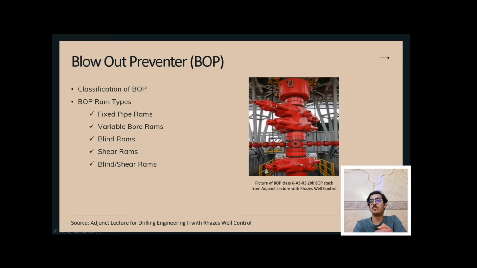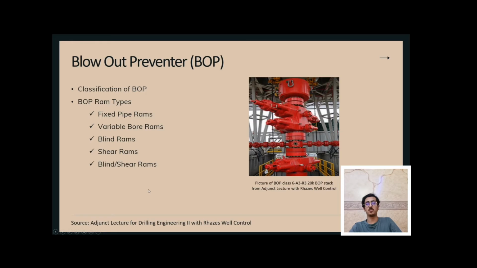Now let's talk about BOP ram types. It starts with the fixed pipe ram, which seals around pipe of a fixed size, and then we have variable bore rams, which seal around pipe of more than one size, only within the range of its specification. Then we have blind rams, which seal around an open hole, and then we have shear rams, which cut the string without making the seal, sorry. And then we have blind shear rams, which cut the string and seal the well.